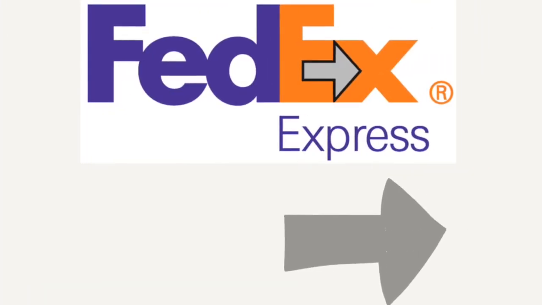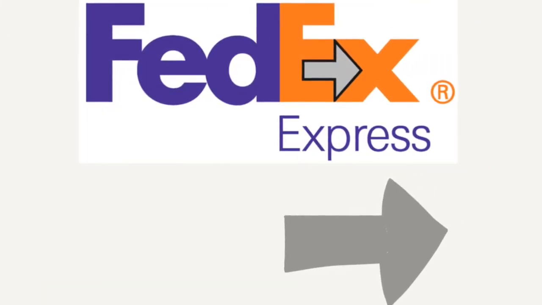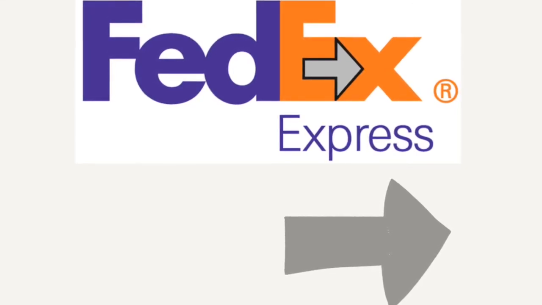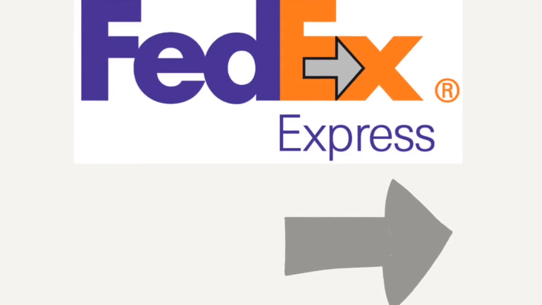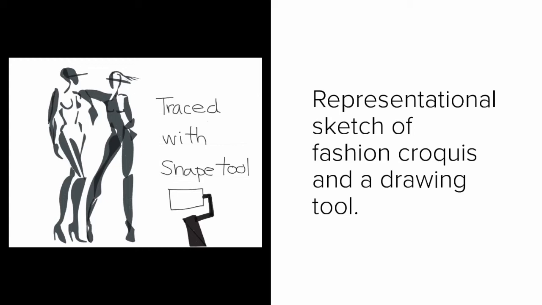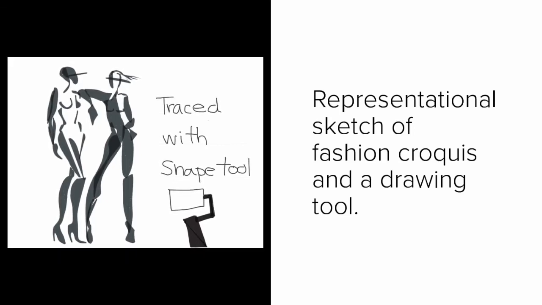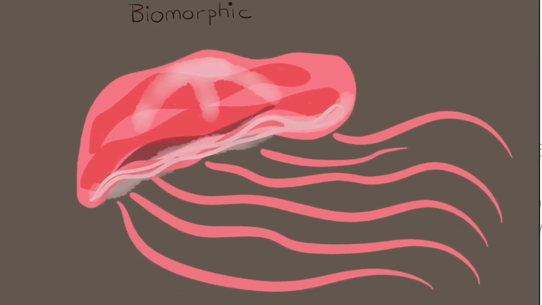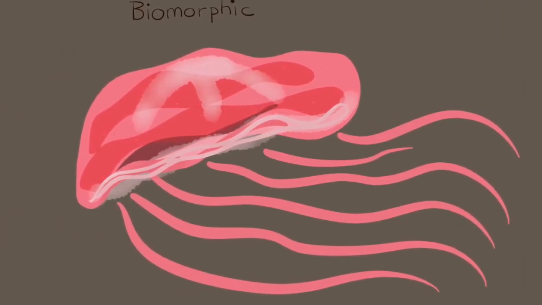Most designs have positive and negative shapes. In fact, design can be seen as a balance between positive and negative elements. Representational means that you can determine what this sketch is about without it being too realistic. A jellyfish is biomorphic.